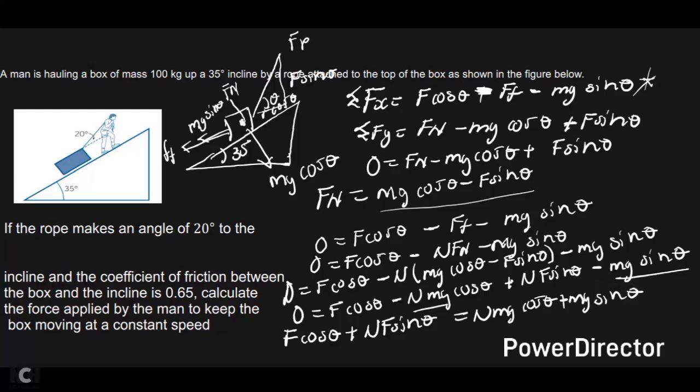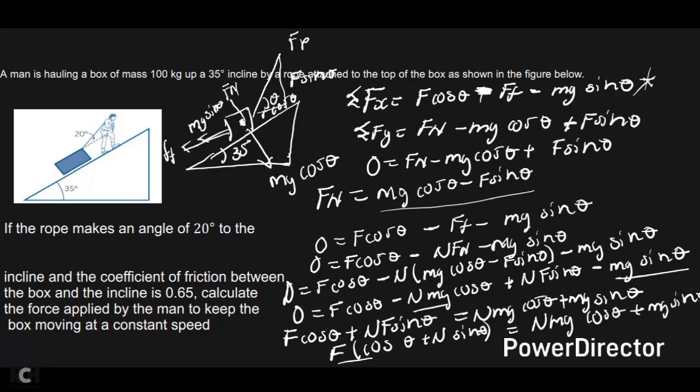So here, what's common? We're looking for the F. So if you're looking for the F, what are you supposed to do in this situation? Let's factor out the F that we're looking for. So we factor out the F, we remain with cos theta plus mu sin theta, like that, is equal to mu mg cos theta plus mg sin theta, like that.